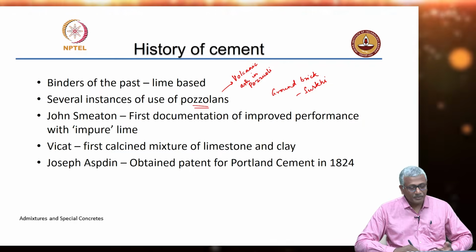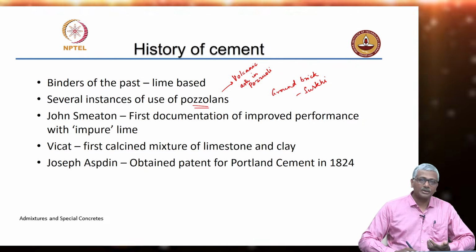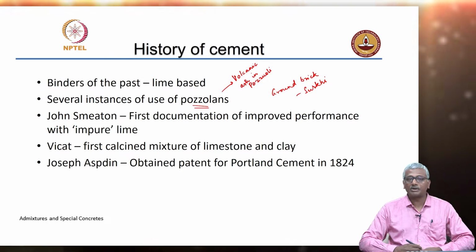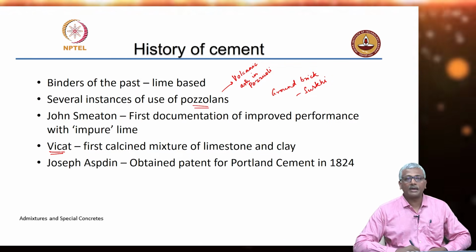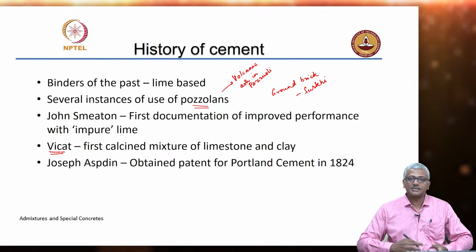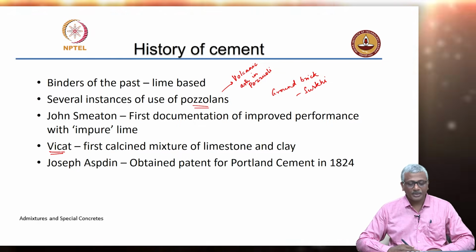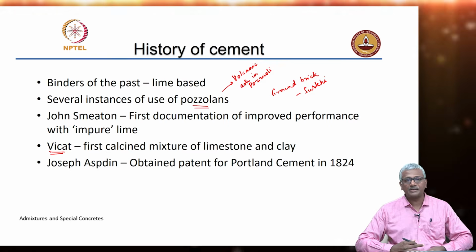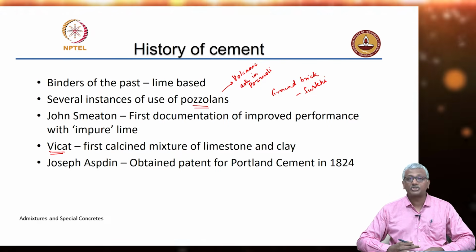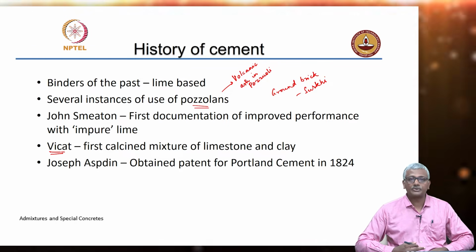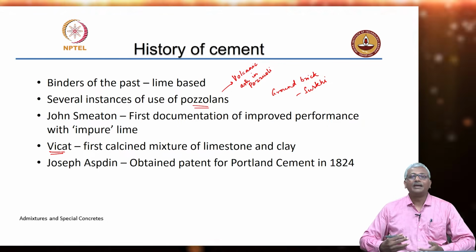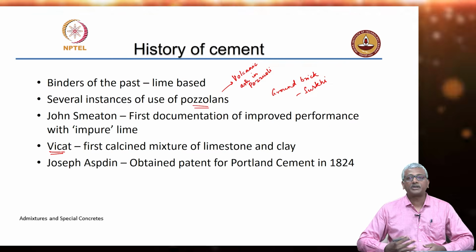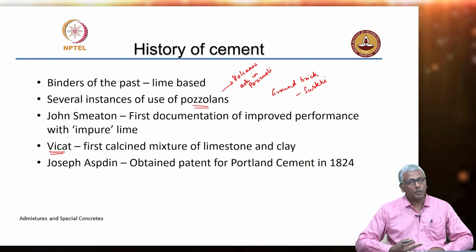From that point on, people started looking at how these impurities really play a role in the performance of lime, and one of the common names that you hear, of course, in your laboratory also is the name Vicat. Vicat apparatus is what you use in your lab to actually study the consistency and setting time of the cement. Now, Vicat was a French scientist who first calcined a mixture of limestone and clay. So he burnt limestone and clay as an intimate mixture together, and that probably was the first precursor to what we today know as Portland cement.